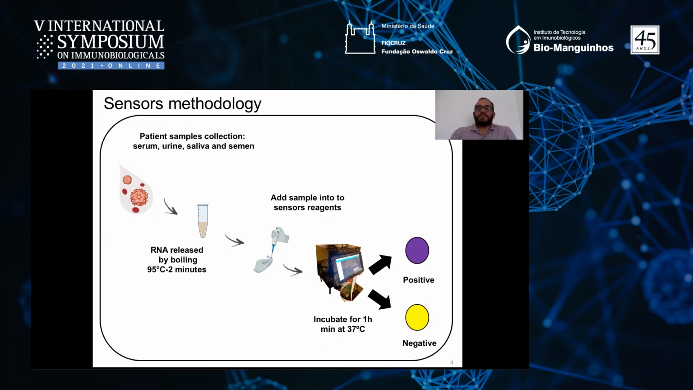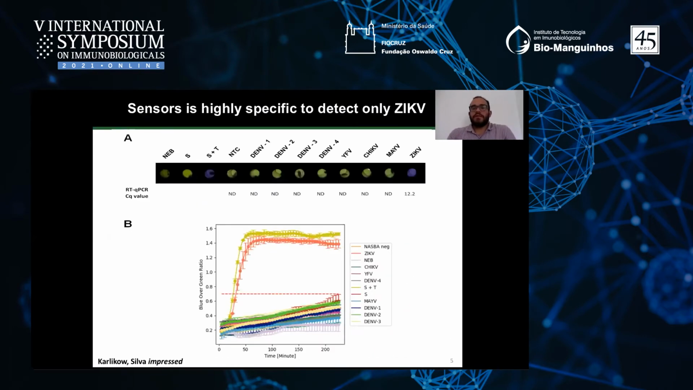Initially, we evaluated the analytical specificity of our sensors for detection of Zika virus. As you can see here, our test was very specific for detection of only Zika virus against other arboviruses circulating in Latin America, including dengue virus serotypes 1 to 4, yellow fever virus, chikungunya virus, and malaria. And we also confirmed these results with RT-qPCR, the gold standard method.